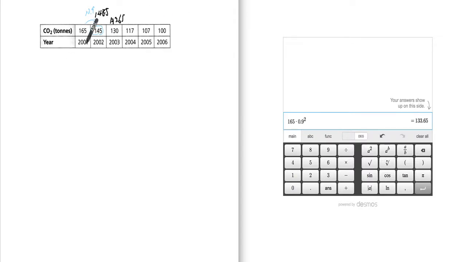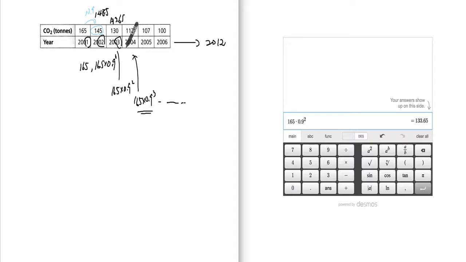So when it's here, we're starting at 165, and then this is 165 times 0.9. This here is 165 times 0.9 squared, 165 times 0.9 cubed, right? So what will the expression look like in the year 2012? Look, 1 all the way up to 12. When it was 1 here, there's nothing. When it's 2, you get 1 power of 0.9. When it's 3, you get 2, a power of 2 of 0.9.